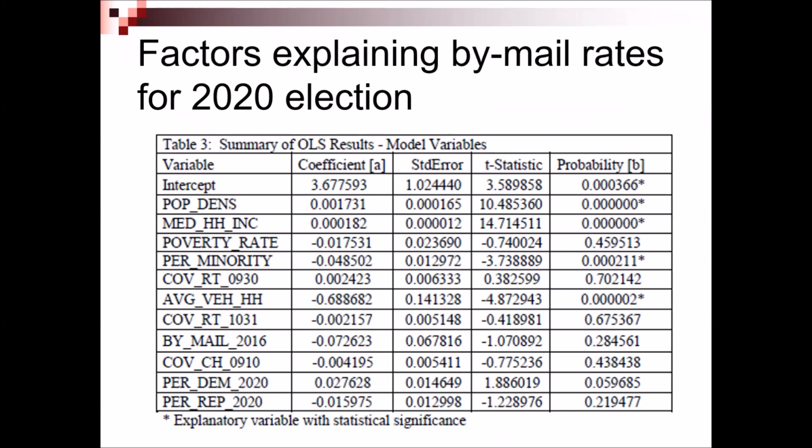And the other thing was average vehicles. And so areas that had fewer vehicles mailed it in more. Does that make sense? Yeah. If you don't have a vehicle, what are you going to do? You're going to have to mail in the thing.